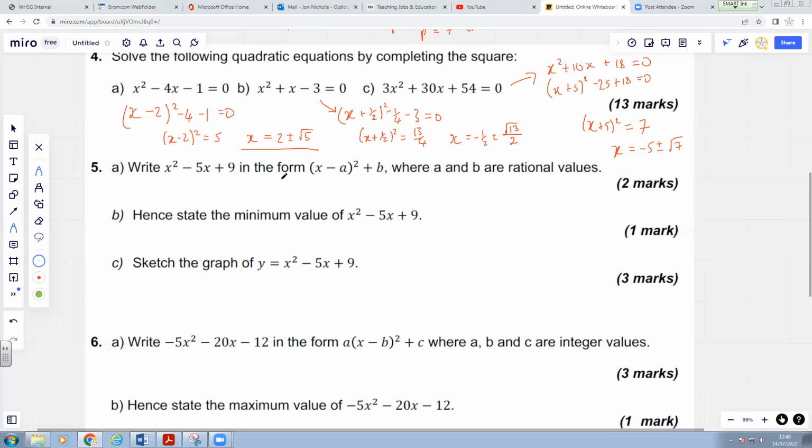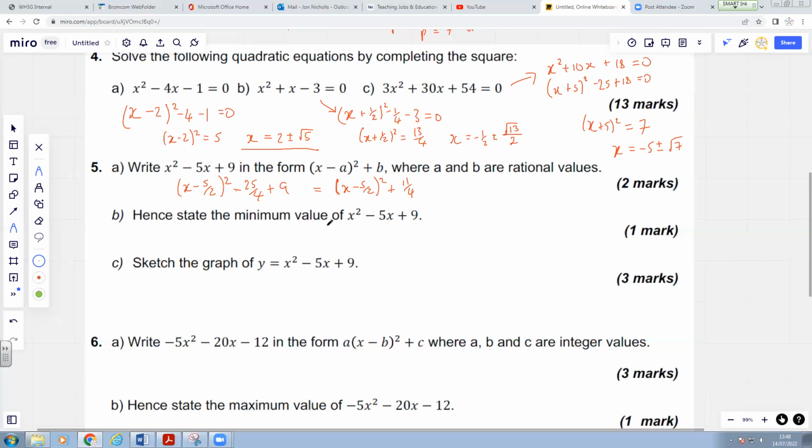Number 5. Write this in completed square form. So x minus 5 over 2 squared. It's easy if you use fractions here, not decimals. Minus 25 over 4 plus 9. Now just simplify it. You've got x minus 5 over 2 squared minus 25 over 4 plus 36 over 4, because 9 is 36 over 4, and minus 25 plus 36 is 11, I think. So it's going to be plus 11 over 4.